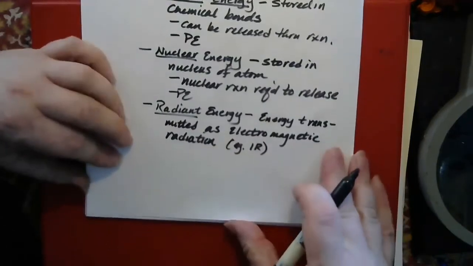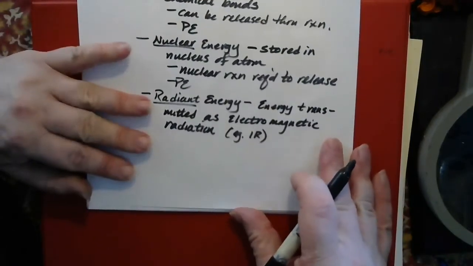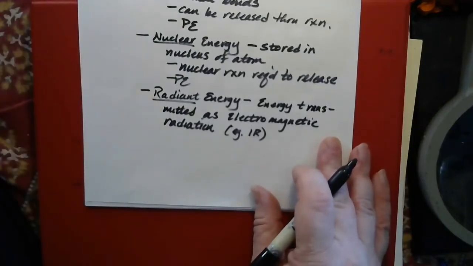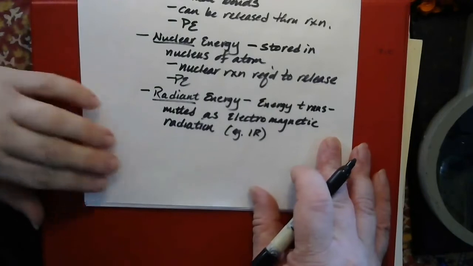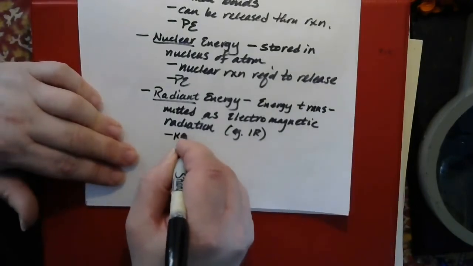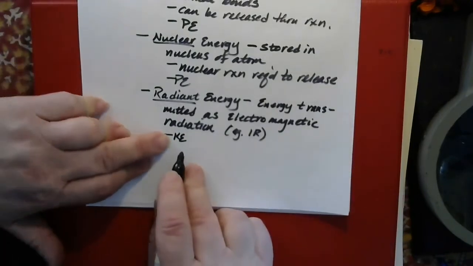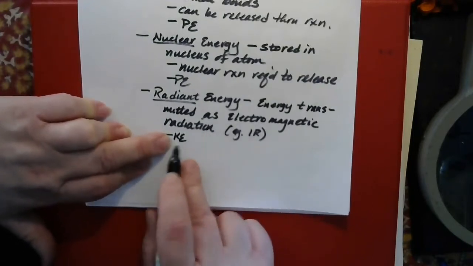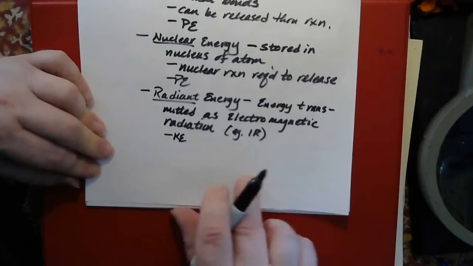For example, infrared, which is the energy that we feel as heat. But other types of electromagnetic radiation would count as radiant energy also. Because the electromagnetic waves are moving, this is considered a form of kinetic energy.